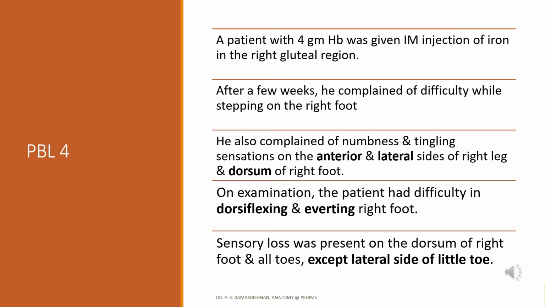And finally, you have to mention what is the unhappy triad of knee. In the case scenario of PBL 4, a patient with very low hemoglobin was given an intramuscular injection of iron in the right gluteal region. And after a few weeks, he complained of difficulty while stepping on the right foot.